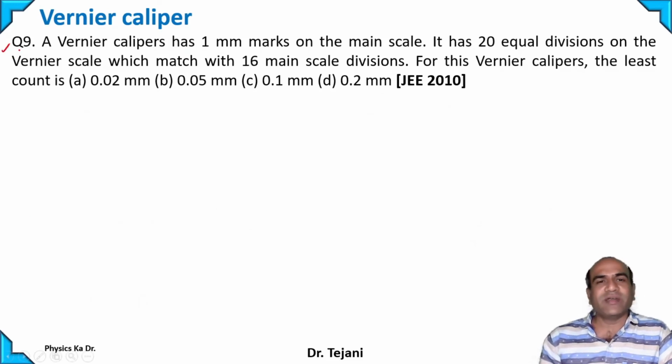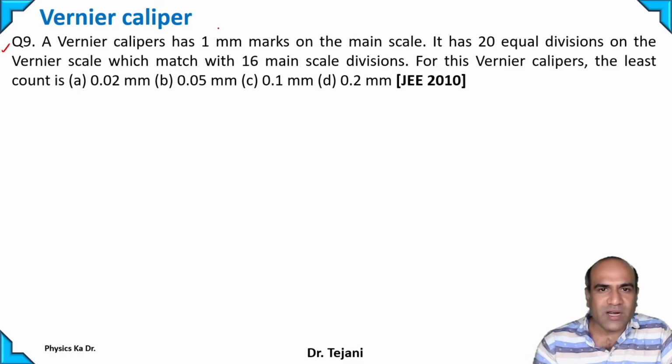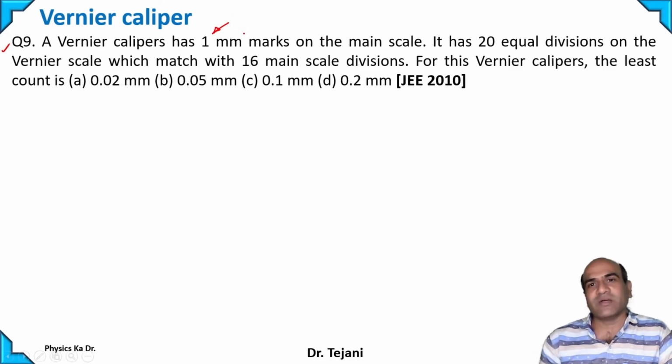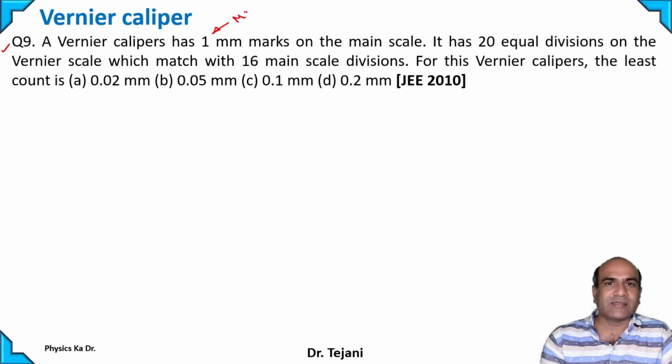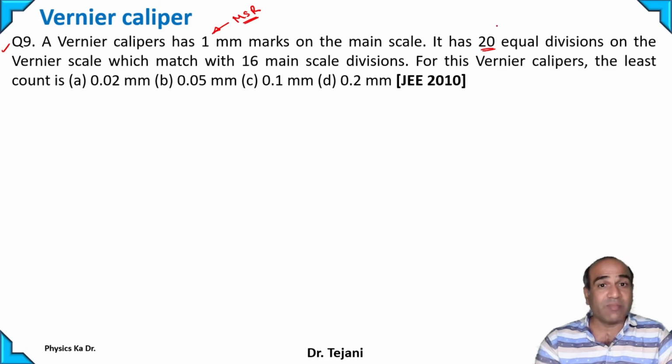Question number 9. A Vernier caliper has 1 millimeter mark on the main scale. What is the meaning of that 1 millimeter mark on the main scale? So that is the main scale reading. It has 20 equal divisions on the Vernier scale which match with 16 main scale divisions.